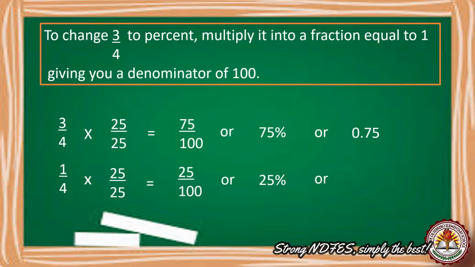Change 25% to decimal. Just remove again the percent sign. Move 2 places to the left, so it becomes 25 hundredths.